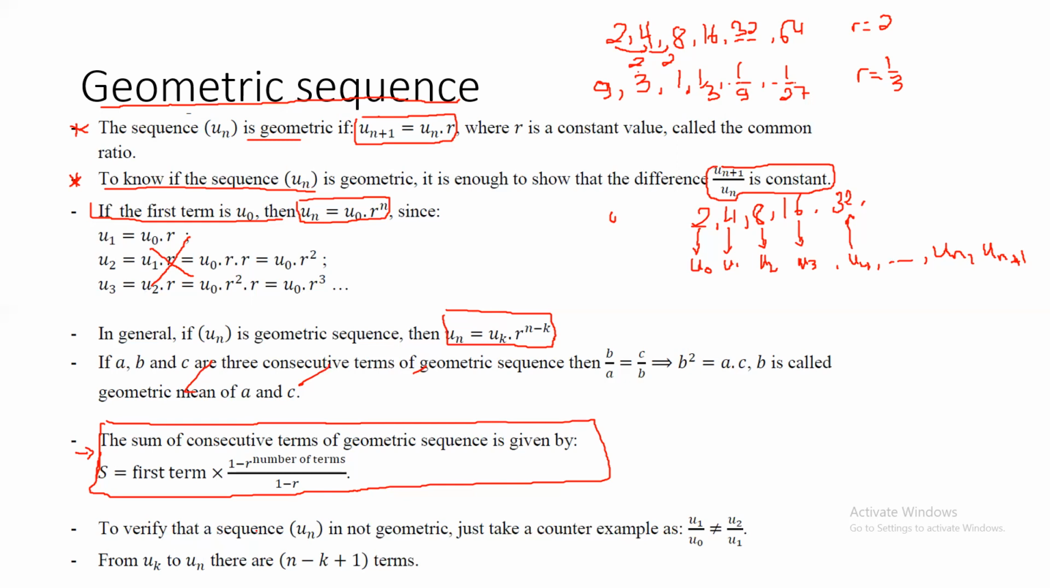To verify that the sequence UN is not geometric, just take a counter example: U1 over U0 not equal to U2 over U1.